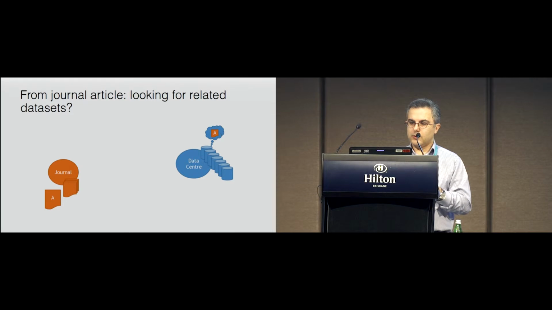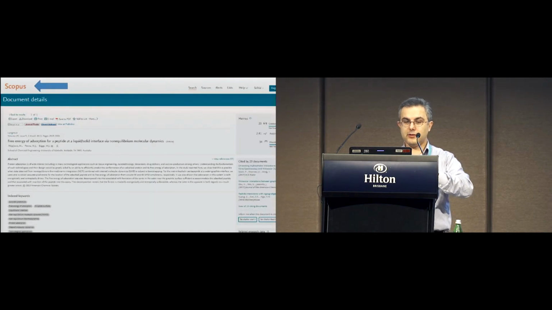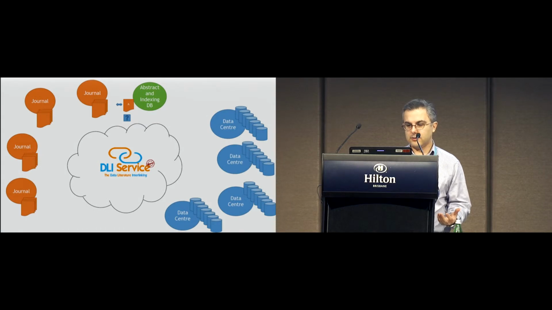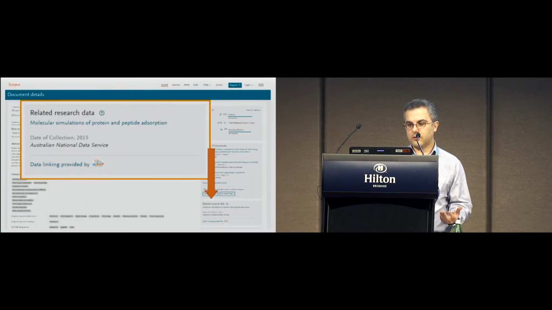Okay, so I believe that we have 2 examples here. One is that there is a data set, and there's a journal, and from the journal article, we are looking for a data set. So in this case, in Scopus, there is an article, and Scopus is actually harvesting the data from the DLI hub. And yes, in the Scopus page, you can see the related data, and that record in this particular example comes from the Australian National Data Service.